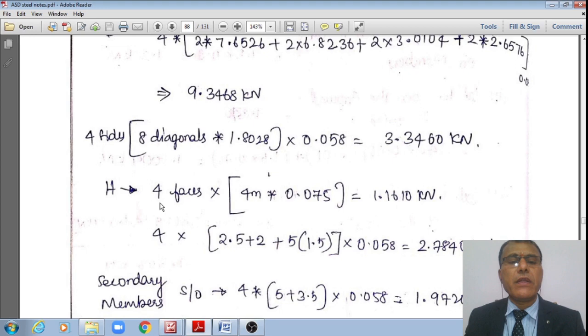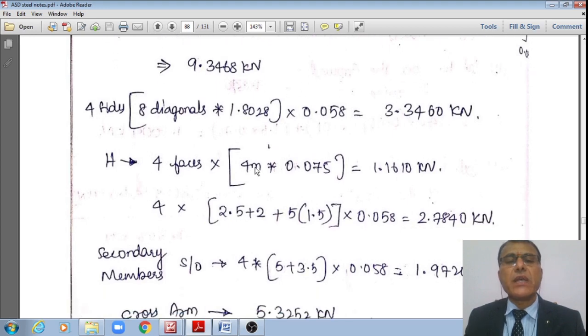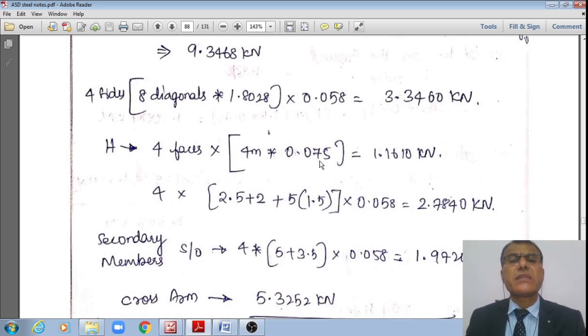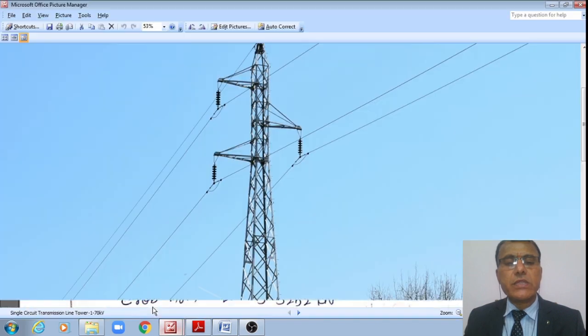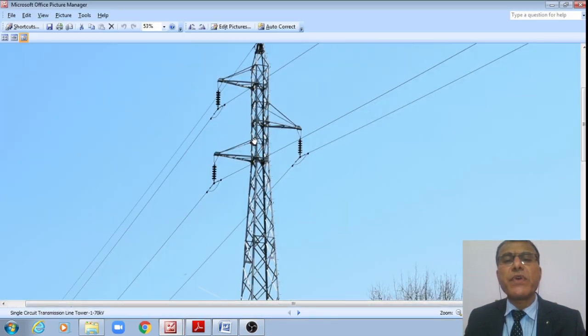And for the horizontals on the four faces, there are four sides with each of 4 meter, multiplied by 0.075, it works out to 1.1610. And also four sides with 2.5 plus 2 plus 5 multiplied by 1.5, because in this zone each is 1, 1.5, 1.5, 1. There is a 5 in the four spacings. I have 1, 2, 3, 4, 5, 5, right?